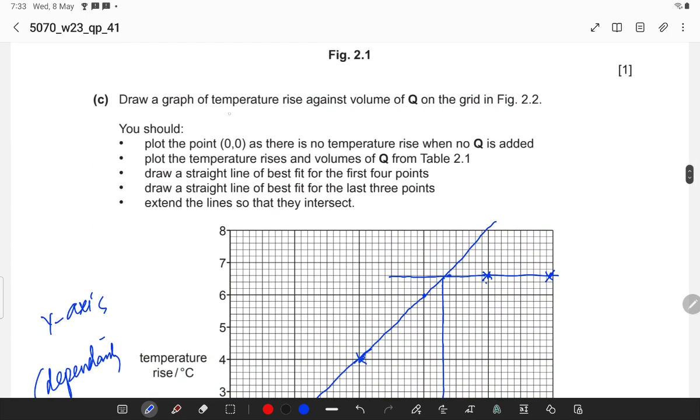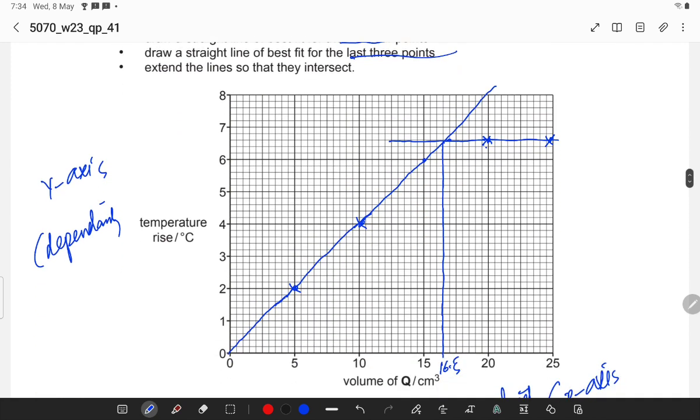Draw a graph of thermometer temperature rise against volume of Q on the grid in figure 2.2. You should plot the point 0,0 as there is no temperature rise when no Q is added. Plot the temperature rises and volumes of Q from table 2.1. Draw the straight line of best fit for the first 4 points. Draw a straight line of best fit for the last 3 points and extend the lines so they intersect. So these are the 1, 2, 3, 4 points, and these are the 3 points.